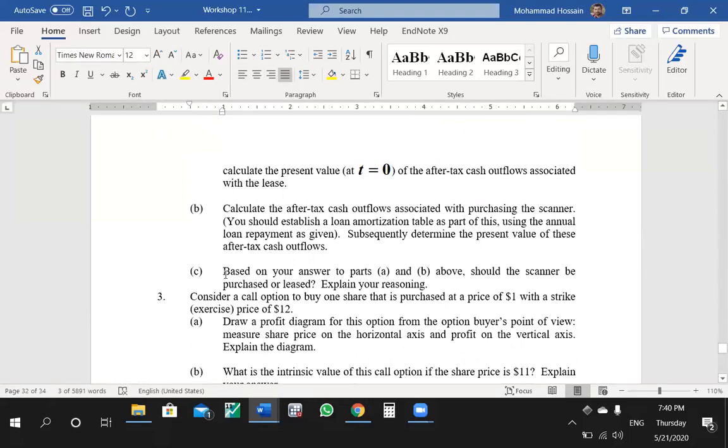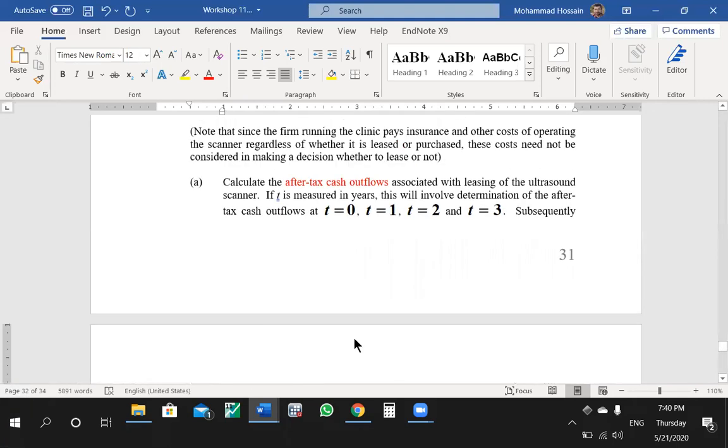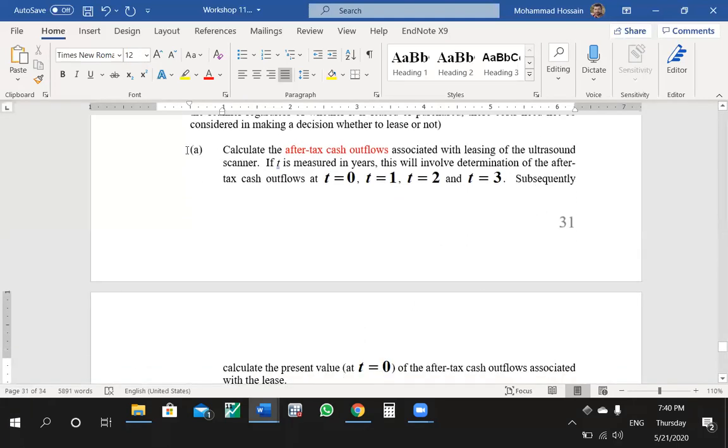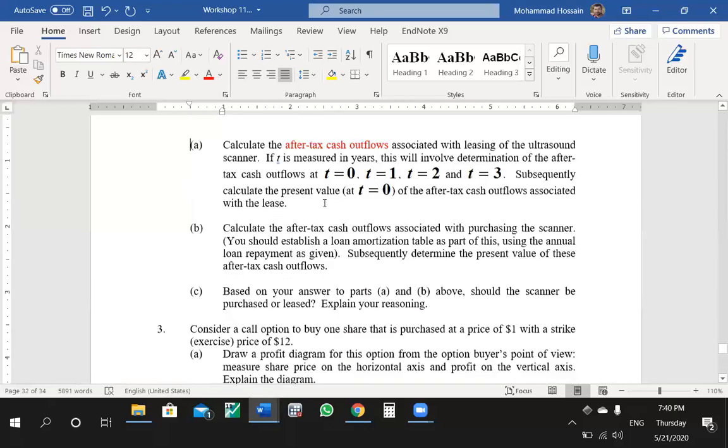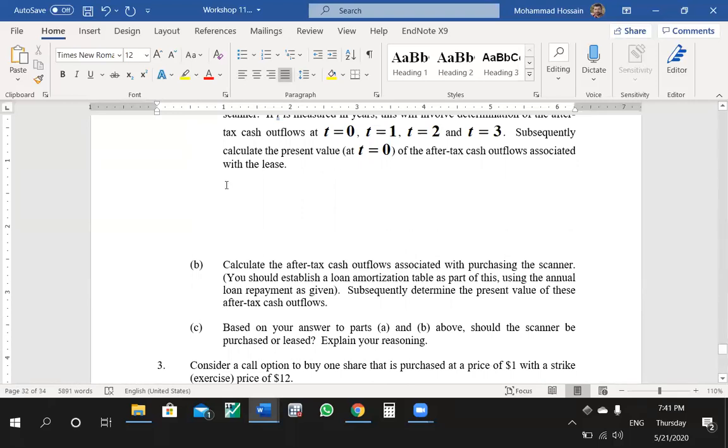And later, based on this A and B, we have to answer which one they should do. Should they go for buy or should they go for leasing? Okay, we are going to solve this problem now. All right. I'll do one by one. So let's go number 1, A. First we'll do the leasing. Okay, how much they need to pay.